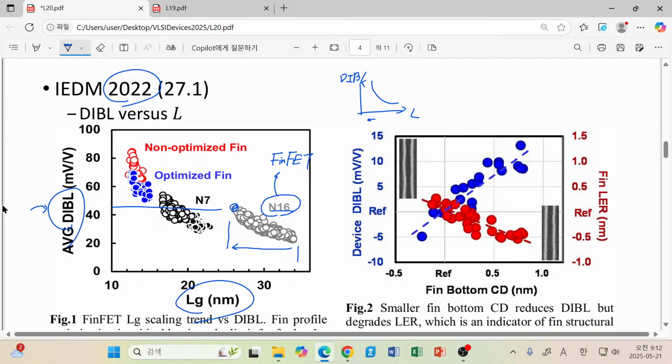The unit is 50 millivolt per volt. It means that when they apply a very small drain bias, they have a certain threshold voltage. And when they apply, for example, 0.7 volt to this device, then they have a roll-off of the threshold voltage, a decreased value of threshold voltage. That change is normalized by about 0.7 volt.